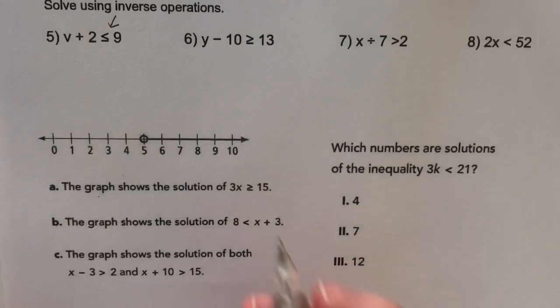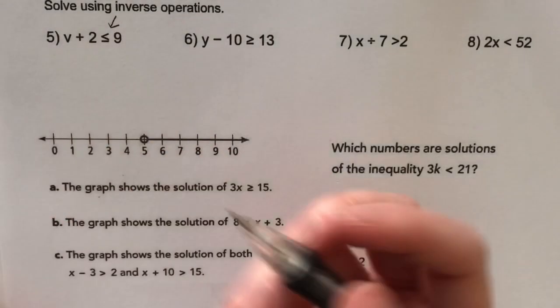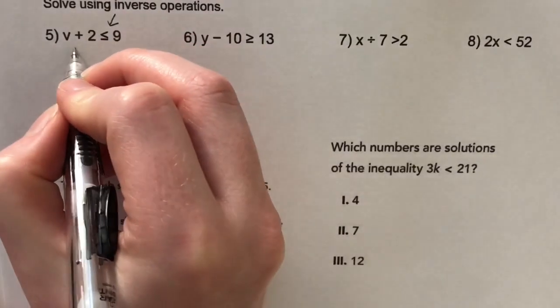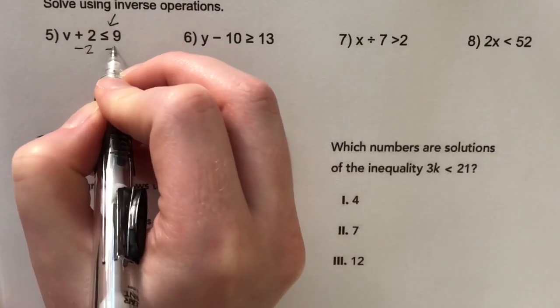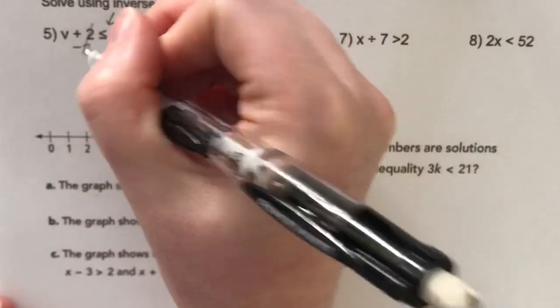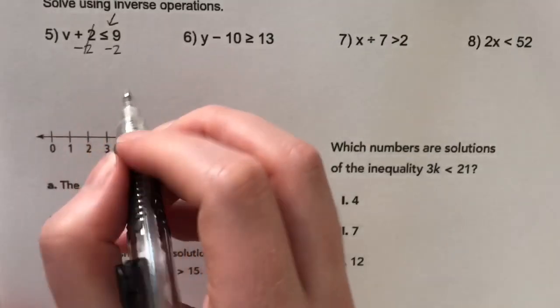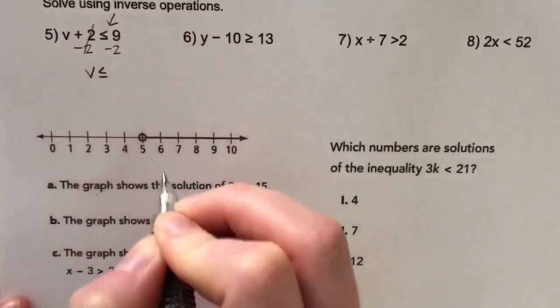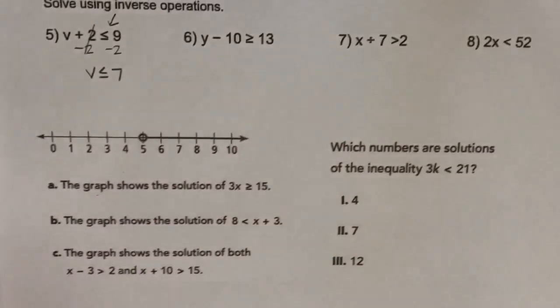I'm going to use inverse operations. I'm going to get v by itself. That's all the same as it was with equations. If I subtract 2 from here and subtract 2 from here, this goes away. Whoop. 2 minus 2 is 0. And I'm left with v is less than or equal to 7.